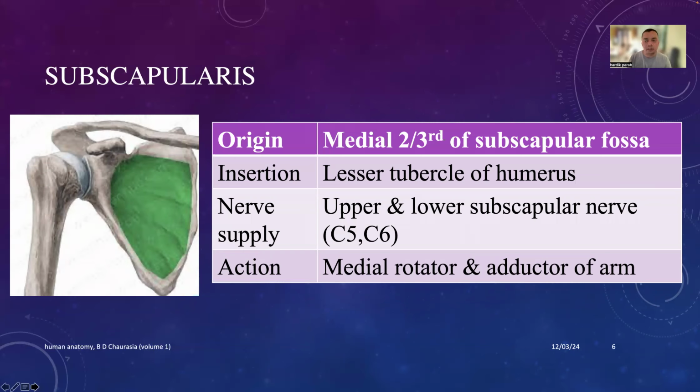Insertion करता है lesser tubercle of the humerus में. Nerve supply इसकी है upper and lower subscapular nerve, जिसकी root value है C5 and C6. And action is, it is helping you for the medial rotation. So the previous muscles they were doing lateral rotation, this is going to do medial rotation, and it is going to help you for the adduction of the arm, to bring the arm back to the original position towards the midline. This is done by subscapularis muscle.